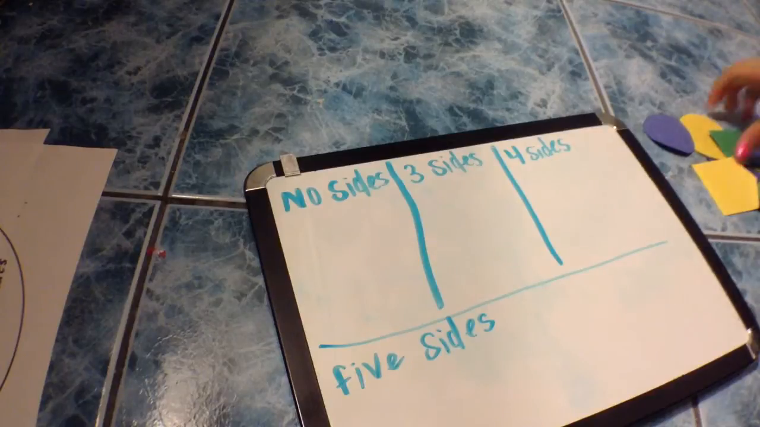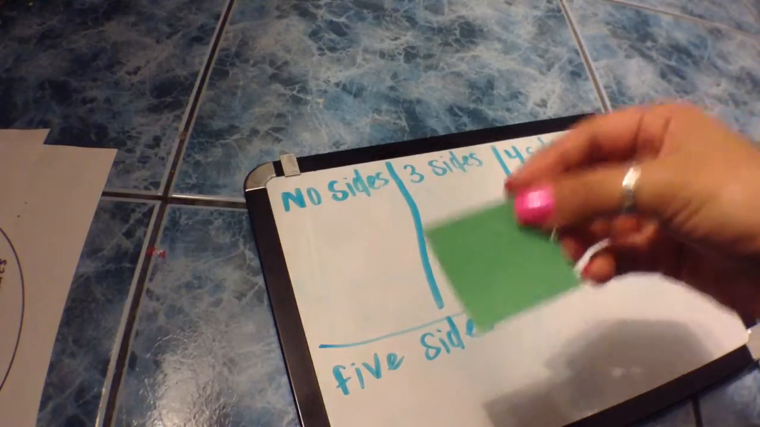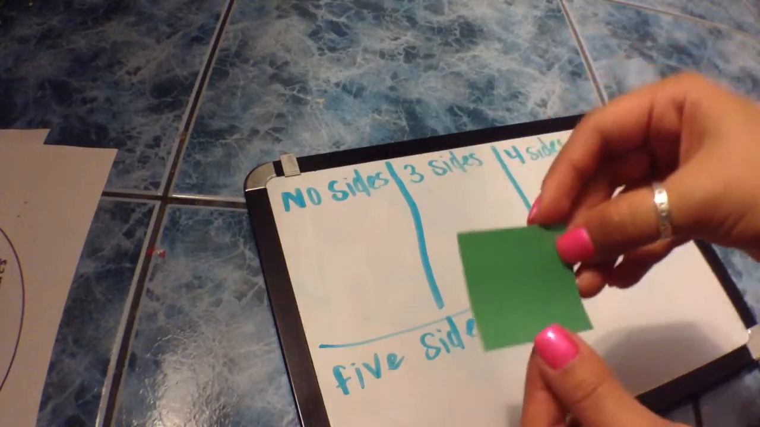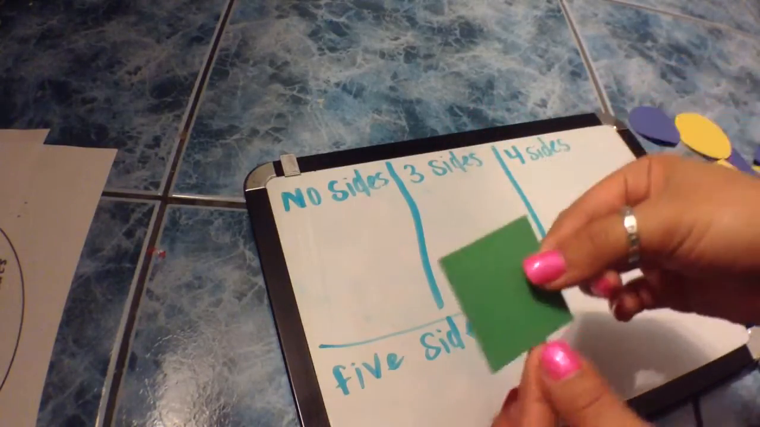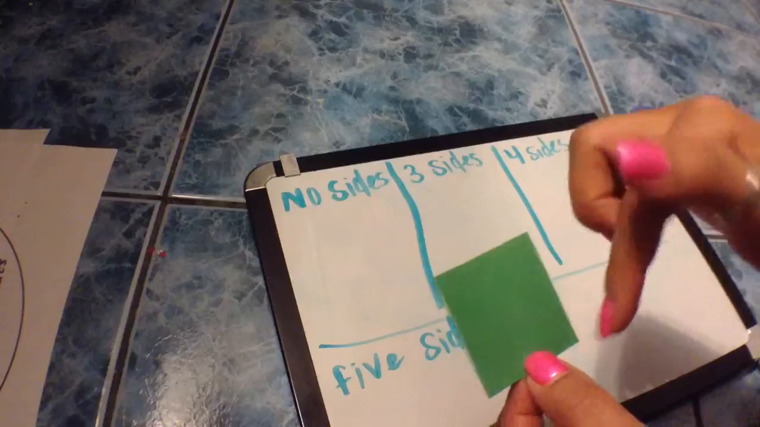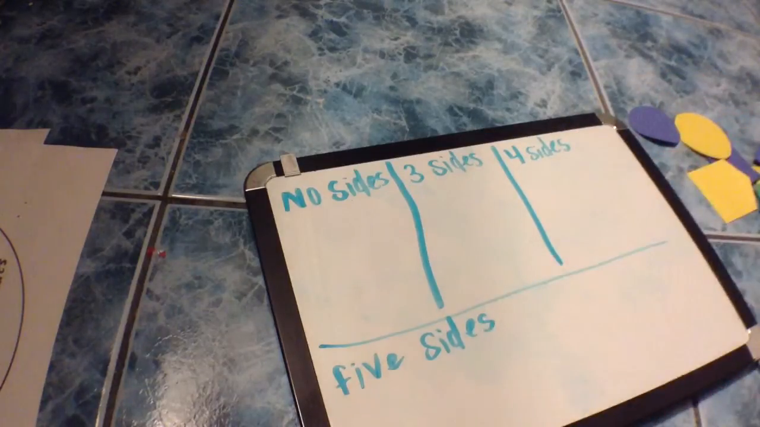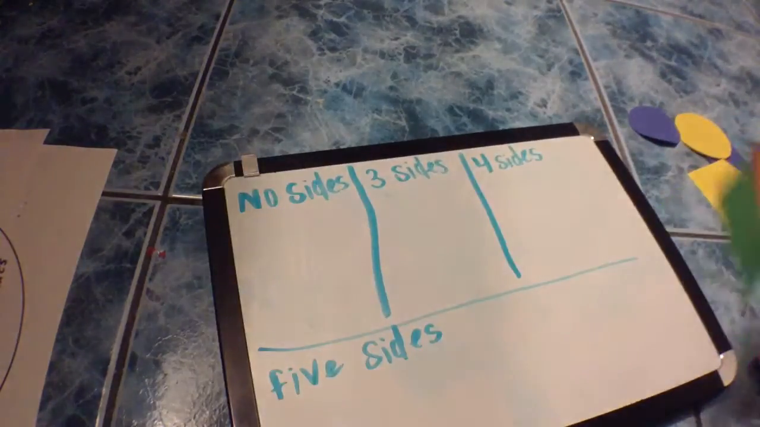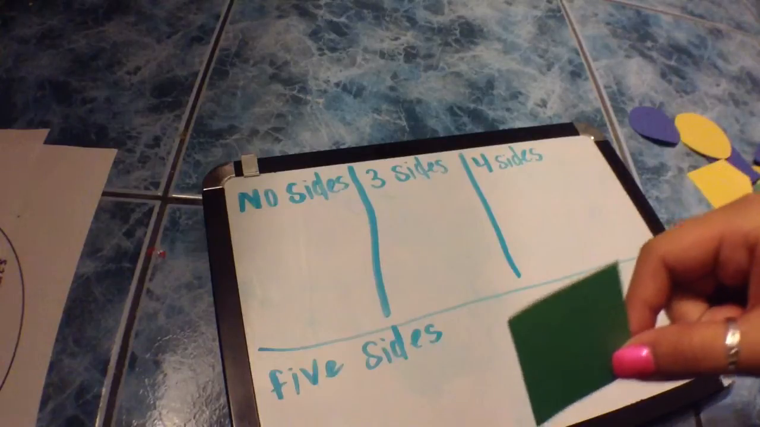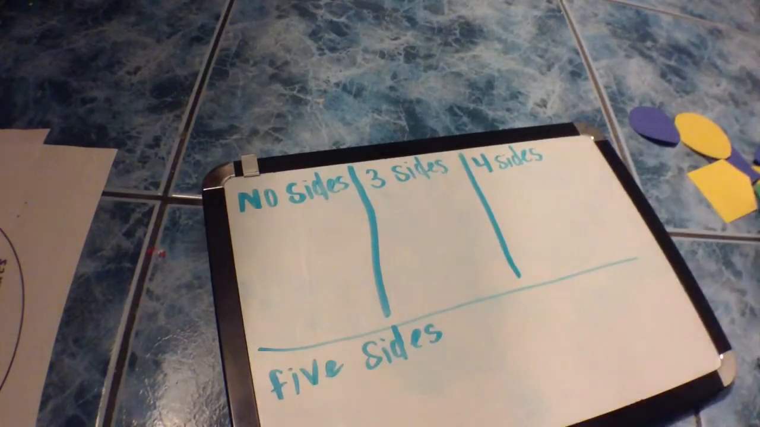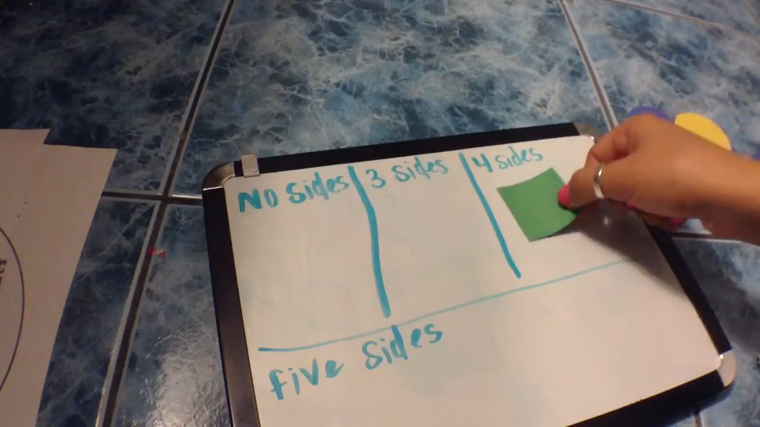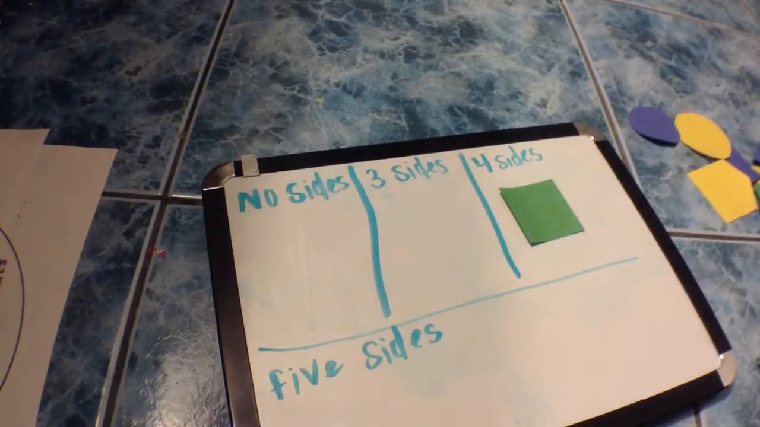You can start off with a square, and make sure that you say a square, and you can let them know that a square has equal sides, and how many sides does it have? 1, 2, 3, and 4. So if we're looking at this chart, where would we put this 4-sided square? Where you have no sides, 3 sides, 4 sides, and 5 sides. Well, you would count the sides and put it under 4 sides.